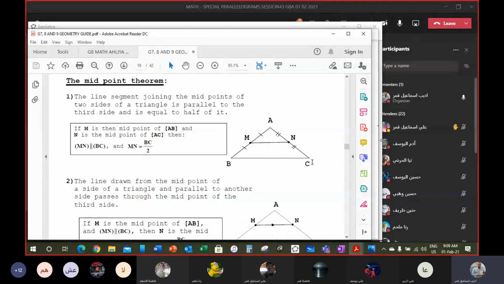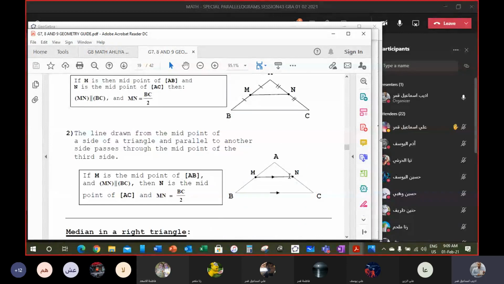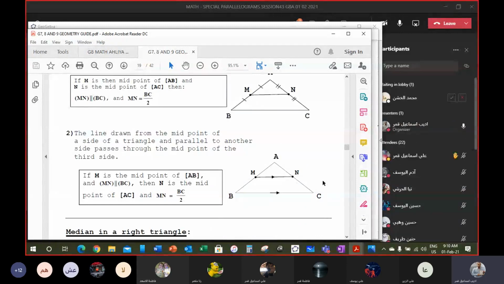Now its converse: M is the midpoint of AB and MN is parallel to BC. There we said then it is parallel. Here we are saying given M is the midpoint of AB and MN is given parallel to BC, then N is the midpoint of AC. So converse: if M is the midpoint of AB and MN is parallel to BC, then N is the midpoint of side AC. And also MN equals BC over 2. Okay, this is the mid-segment theorem. We will move on to the trapezoid.